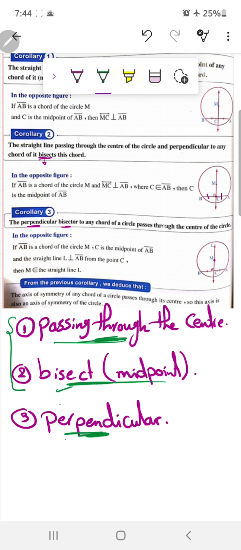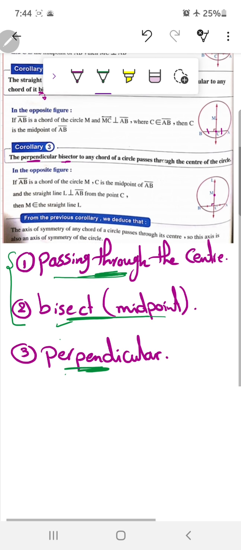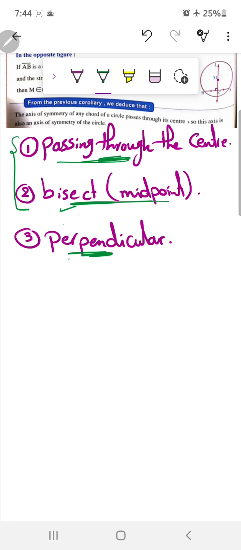In part 2, we will solve more examples. So, in part 2, we solve some examples. Thank you.